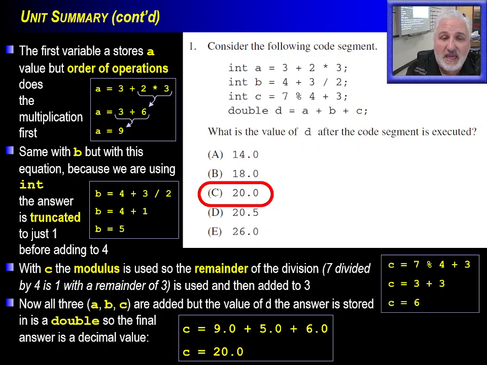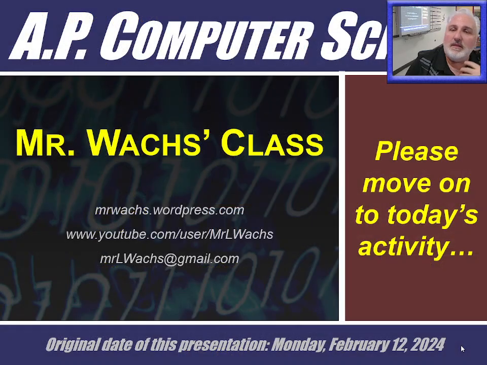Then when it gets to C, it's going to do a modulus division, okay? So it's going to pull the remainder of 7 divided by 4, which is going to be 3. Add that to 3 to give you 6. So then D is going to be A plus B plus C, which is 9 plus 5 plus 6. And because it's a double, it's going to evaluate to 20.0 as the final answer. So here you can see in these 2 questions, it's using the variables and it's using order of operation and kind of trick questions there to get through that.